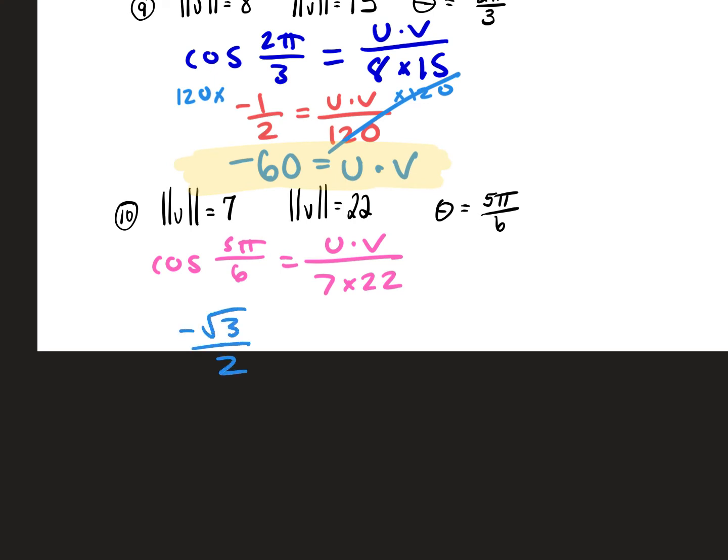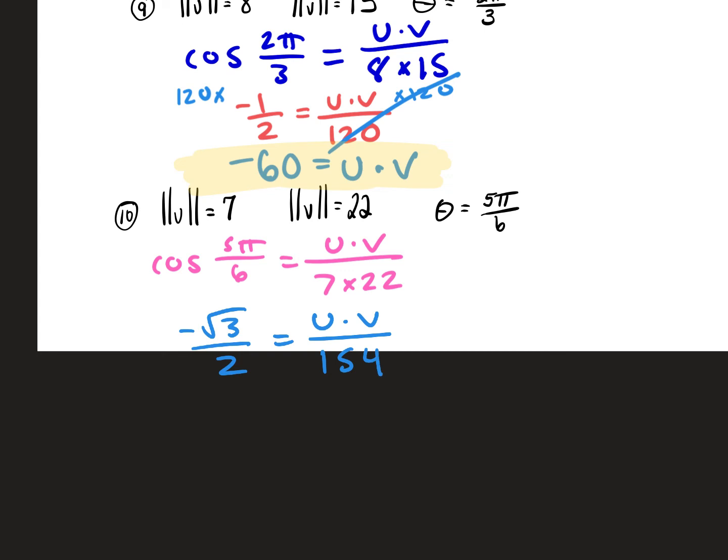So cosine of 5 pi over 6 is negative square root 3 over 2, and that's equal to the dot product over, what's 7 times 22? 144 or 154? 154.